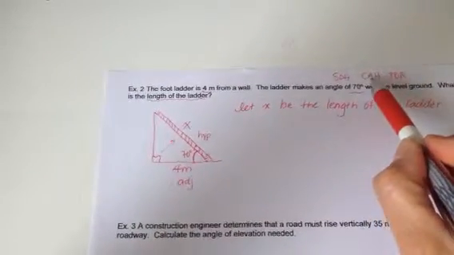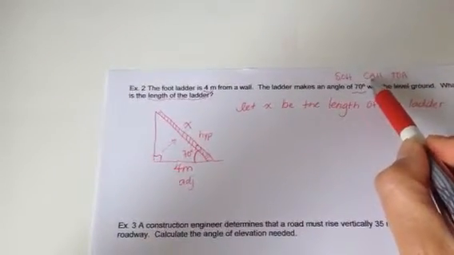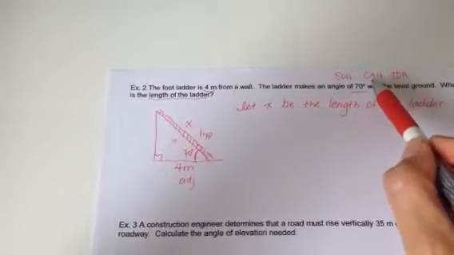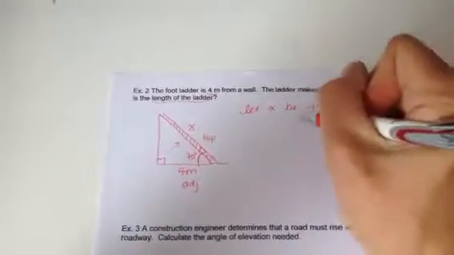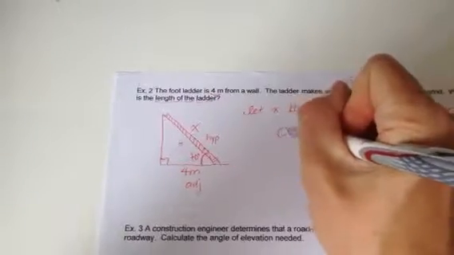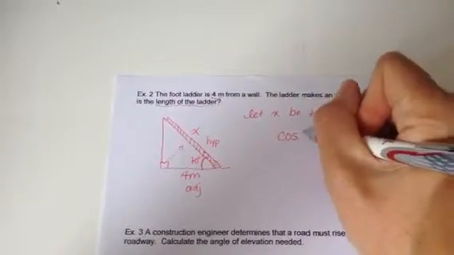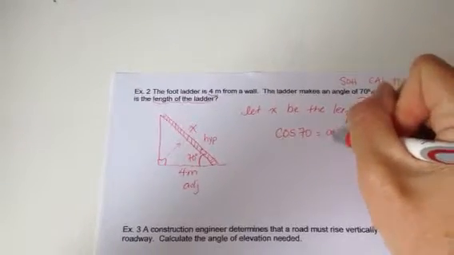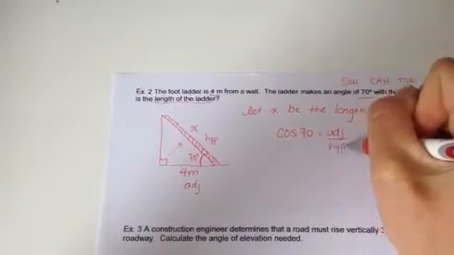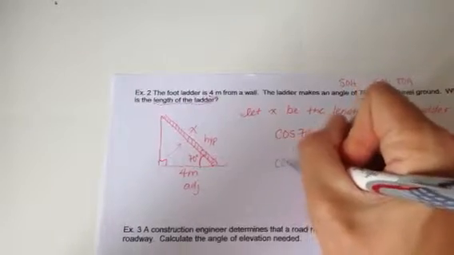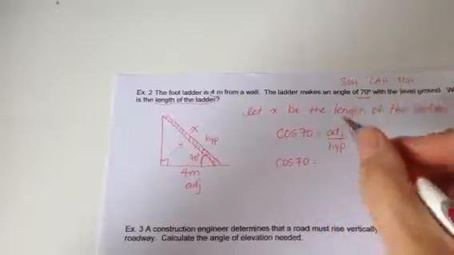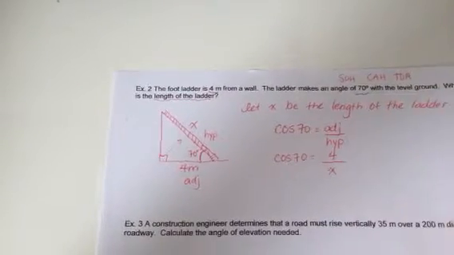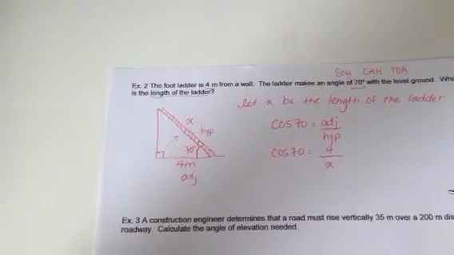If you look at your SOHCAHTOA, that means we're going to be using cos, because cos is the one that deals with the adjacent and the hypotenuse. So set up your equation here. Cos of 70 is equal to the adjacent over the hypotenuse. Cos of 70, the adjacent is the 4 meters. The hypotenuse is x. That is what we are looking for.